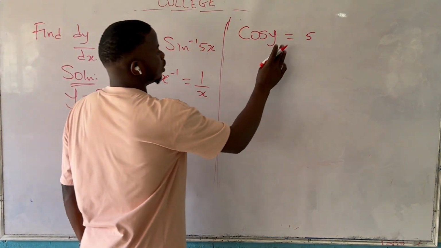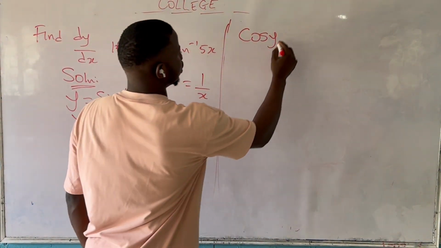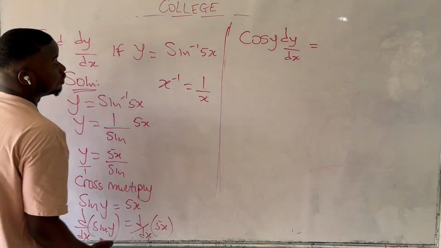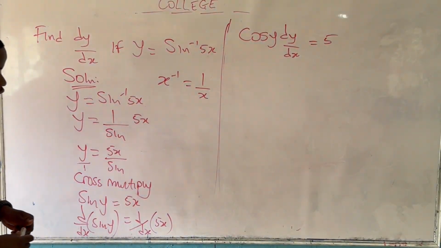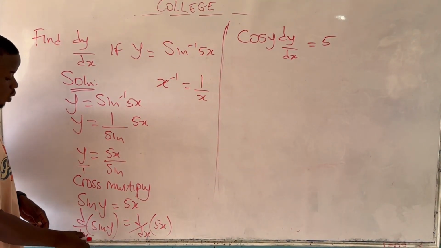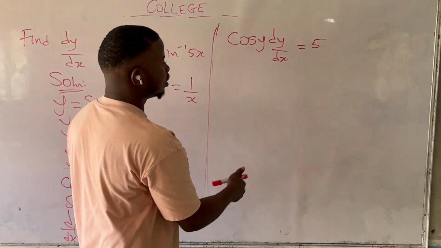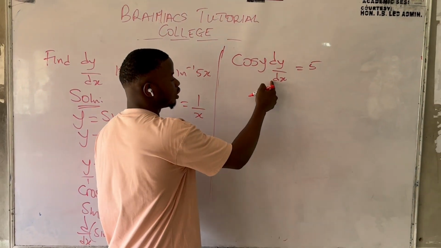Now, don't forget that whenever you differentiate with respect to y, you put the dy/dx at the back, equals, differentiating 5x will give us 5. So don't forget that whenever you differentiate a function with respect to y, here we have sine y, that will give us cos y dy/dx equals 5. Don't forget that we are looking for dy/dx.